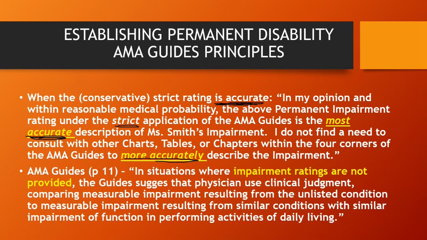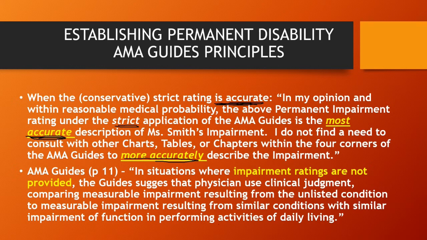Now, on the other hand, when there are situations where the impairment ratings in the AMA guides are either not accurate or they're not provided, and for that reason the impairment rating that is provided is not accurate, the guides suggest that physicians be allowed to use their clinical judgment, allowing them to compare measurable impairment resulting from similar conditions with similar impairment of function in performing activities of daily living.